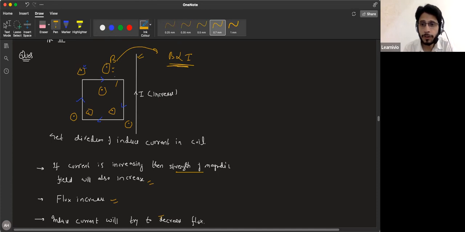So if magnetic field is increasing, that means the flux linked with the coil is increasing. And the coil will try to decrease flux. So if the external magnetic field is in the outwards direction, the induced magnetic field will be in the inverse direction. The curvature of finger will give the direction of current. It will give the direction of current to be clockwise.